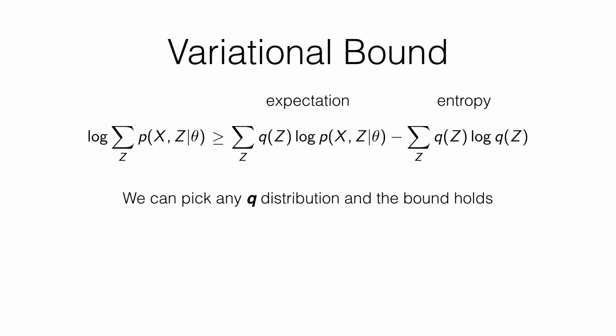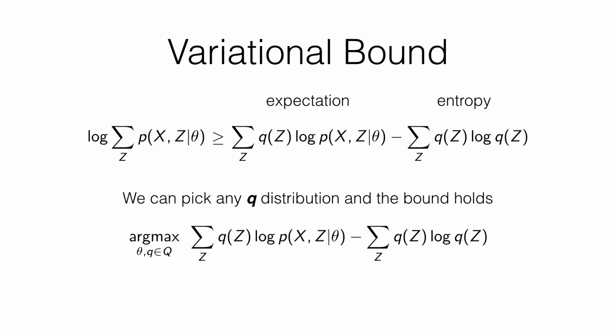So the strategy then is to replace the original objective function, which was to maximize the non-convex log marginal likelihood, with maximizing this bound. Now we're trying to find the parameters theta that maximize the likelihood, but at the same time we're trying to pick the parameters q that maximize this lower bound, where the q distribution is treated as a parameter.